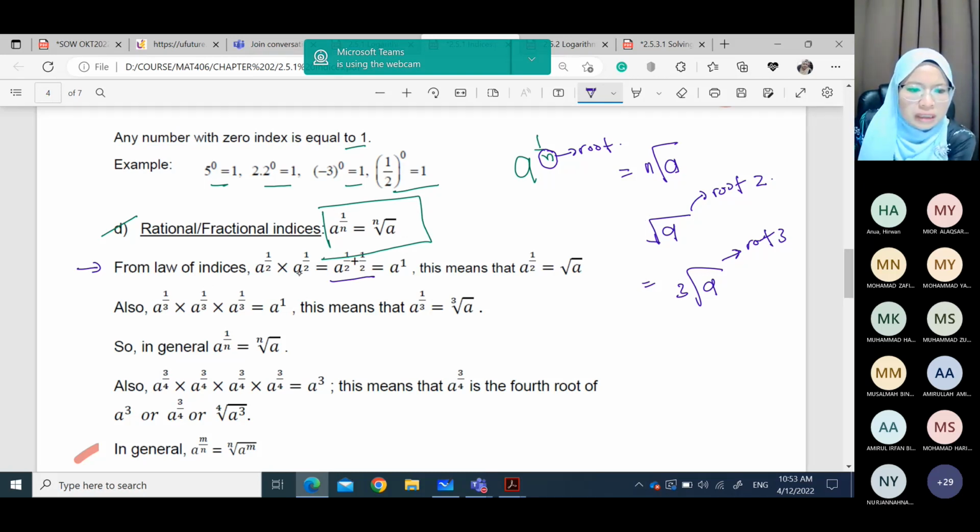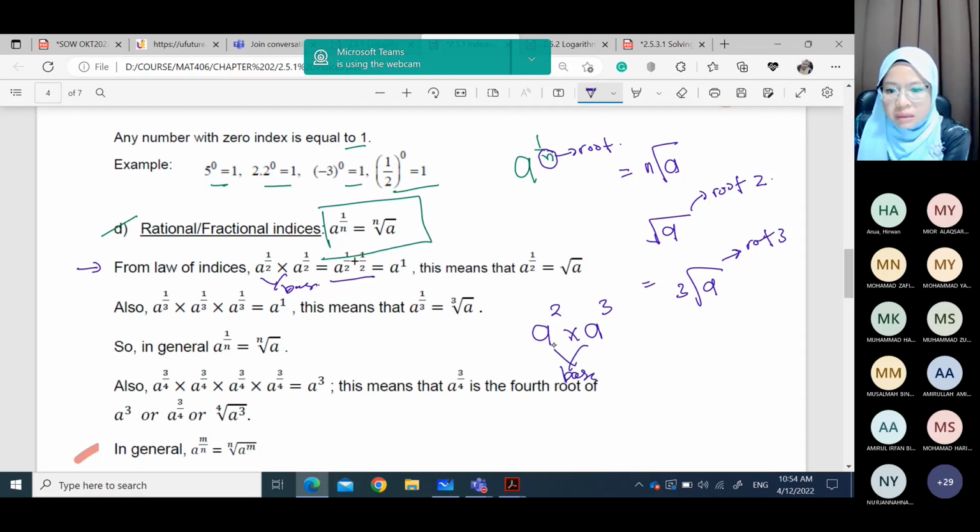Okay. So ini adalah law of index. So bila base sama, so operasi bagi indeks dia adalah tambah. Okay. Contoh kita ada A kuasa 2 darabkan dengan A kuasa 3. Okay. So A adalah base dia. Base dia sama. So untuk operasi indeks dia akan jadi tambah, iaitu A kuasa 2 tambah 3. So it is equivalent with A to the power of 5. A kuasa 5. Okay, ini yang dimaksudkan dengan first note dekat atas ni.